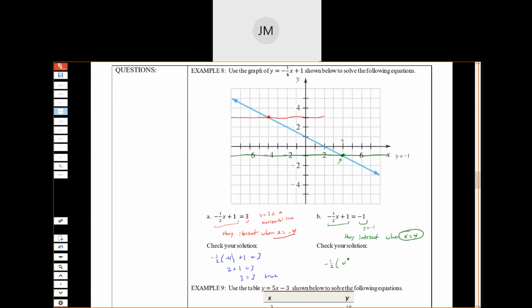And we can check it. Negative 1/2 times 4 plus 1 equals negative 1. Negative 1/2 times 4 is negative 2. Negative 2 plus 1 is negative 1. Okay, so these are equivalent, and negative 1 equals negative 1 is true.